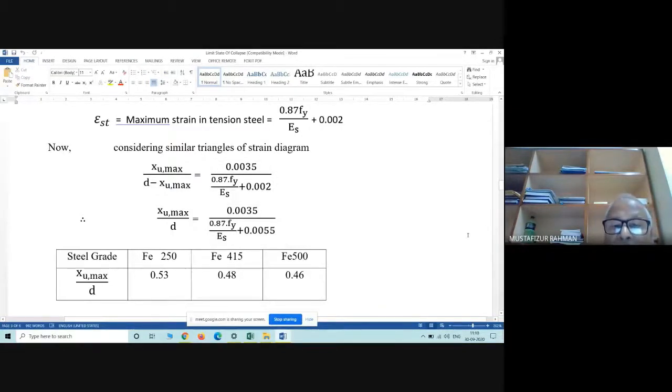Now see here, fy is known to us, epsilon s is known to us. So we are getting this ratio. xu maximum by d is a ratio. As the d varies, xu varies. So we are getting a relation of this. So grade of steel, xu maximum by d: Fe 250, 0.53; Fe 415, 0.48; Fe 500, 0.46. So this information will be required. xu maximum. Okay.